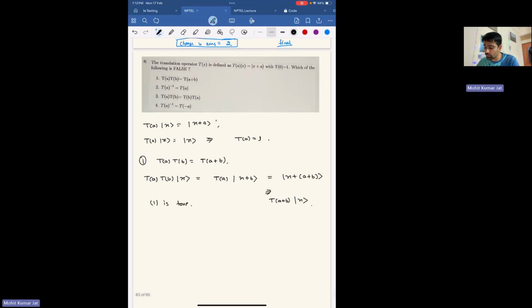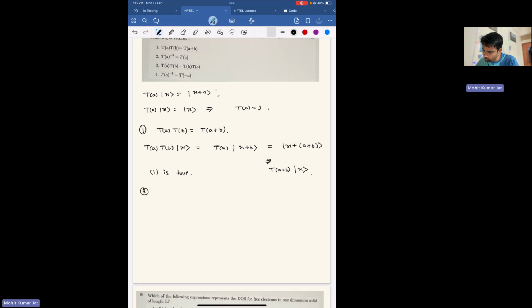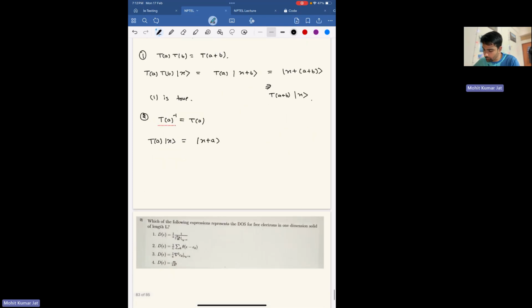But we have to look for the false. Now, option number 2: TA inverse is equal to TA. So how do we verify it? Let's just operate TA on x. That will give me x plus a. Now, multiply it with the inverse on both sides. If you do so, TA inverse TA x will be TA inverse of x plus a.